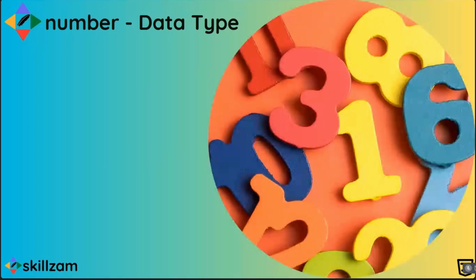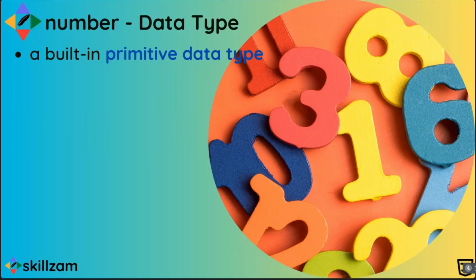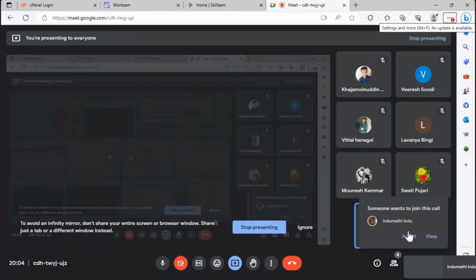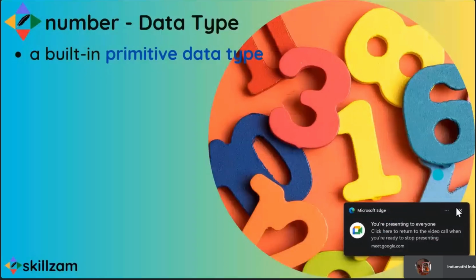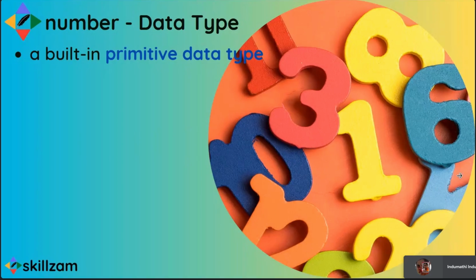Okay. So number data type is again a primitive data type, which means obviously the number data type will be immutable. Okay, they are immutable data types, and that's the reason you cannot modify or change the value of the data type.